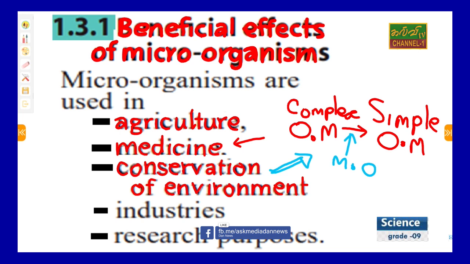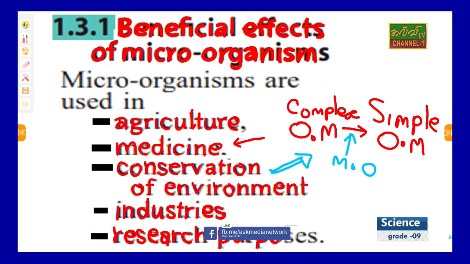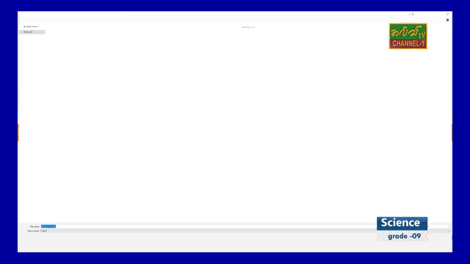Industries, yes, we will study industries. Industries also use microorganisms. In the food industry, as in yogurt industries, they use some bacteria, right? For bread or other food items, sometimes they use yeast. That is also a kind of microorganism. Another one is research purpose. Sometimes we do research to find medicine against a disease. At that time we use some microorganisms which help us find medicine. Not only this, there are so many advantages found.